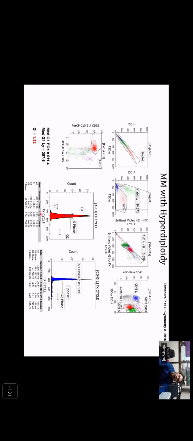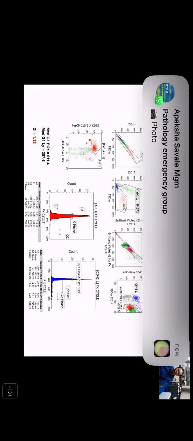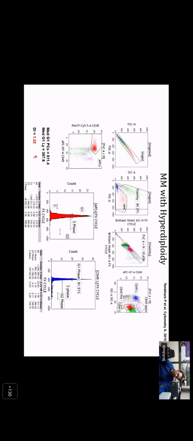This is just an example to show you what we do using flow cytometry. We identify plasma cells using CD38 and loss of CD45, and then we look at the G1 and G2 peaks. We compare the G1 peak with normal lymphocytes or other normal cells like granulocytes or monocytes, and then we calculate the index. If the DNA index is more than 1.16 or 1.06, it is called hyperdiploid. To be more careful, we usually take 1.2 to define hyperdiploidy. And in this figure, you can see it was 1.3.